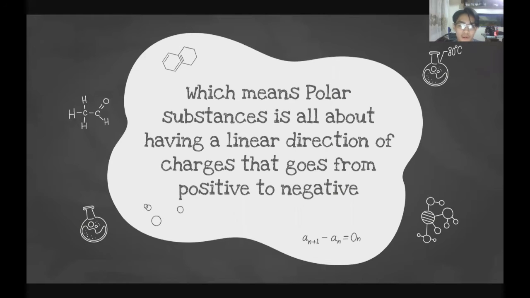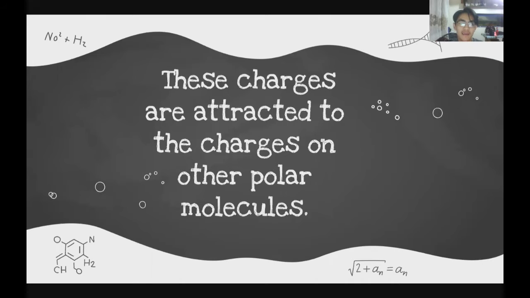Which means a polar substance is all about having a linear direction of charges that goes from positive to negative. And these polar substances are only attracted to other polar molecules such as ethanol, water, ammonia, and sulfur, and many more.